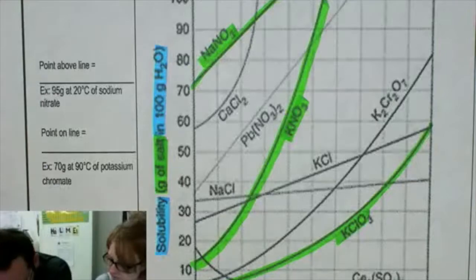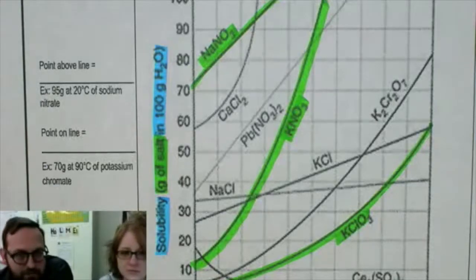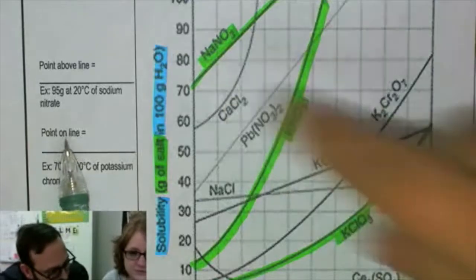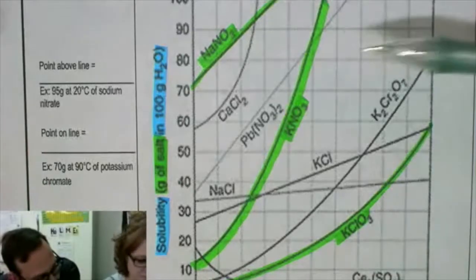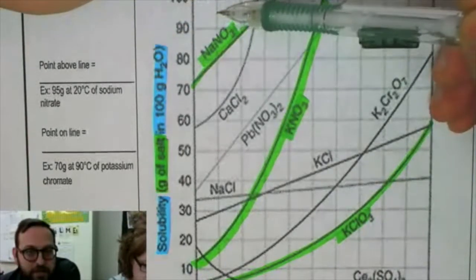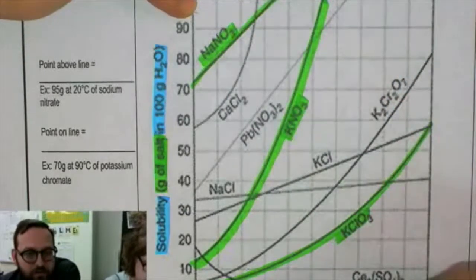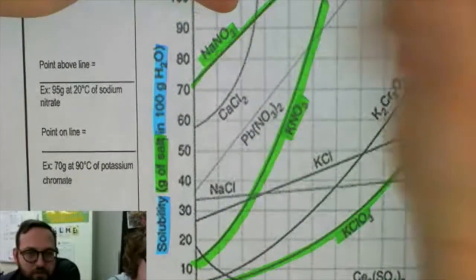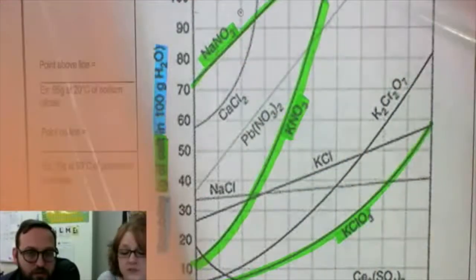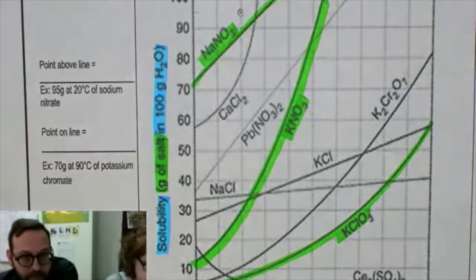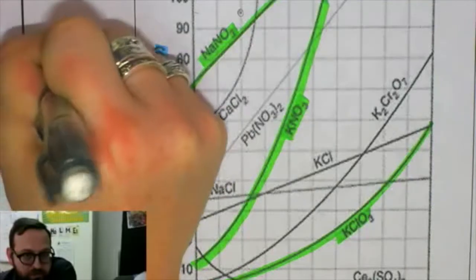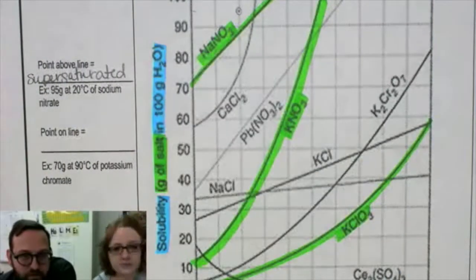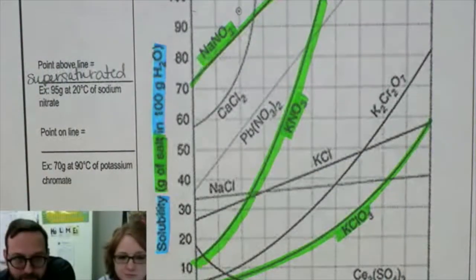Excellent. Okay, so now we've got a couple of examples. We've got a point where we have 95 grams at 20 degrees Celsius. So where's my 95 grams? We're looking at 95 about right here. Okay, so it's 20 halfway right here. Right. We'll come up and draw a point where they meet. Which is above the line. Above the line. So if it's above the line, that means there's more dissolved in the water than it can actually hold. Then it's called supersaturated. Like Superman flies above the sky, supersaturated is above the line.